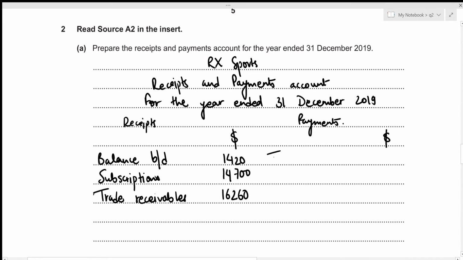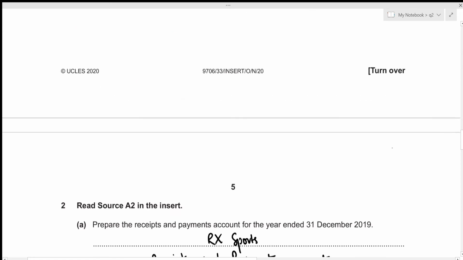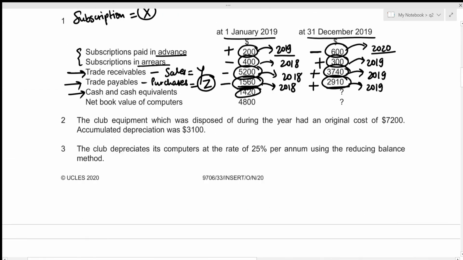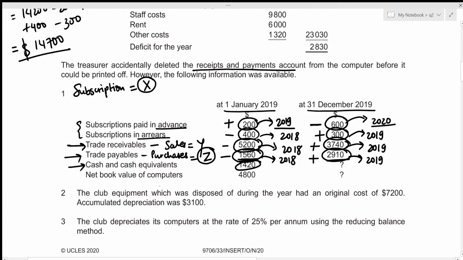So that's trade payables with the amount of 8600. All right. Then we have the net book value of computers. So we might be given additional information regarding it. This relates to club equipment, which you can skip for now.